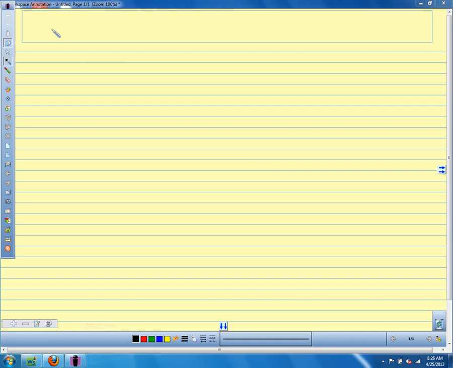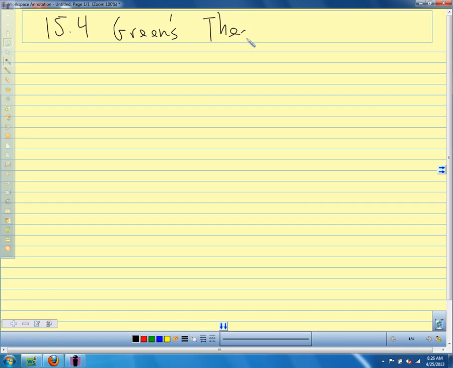So 15.4, Green's theorem. And Green's theorem is one of the big important results of the entire chapter. Our first really important result was conservative fields and independence of path. What we talked about last time, that was one important result. Green's theorem is our second big result.